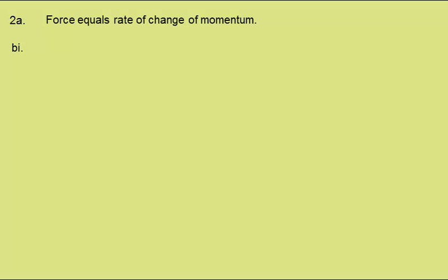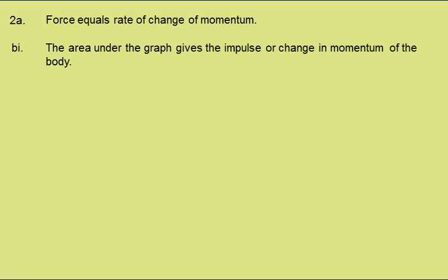In part 1, we need to state the significance of the area enclosed by the line and the time axis. Well, the area under the graph gives the impulse, or change in momentum, of the body.